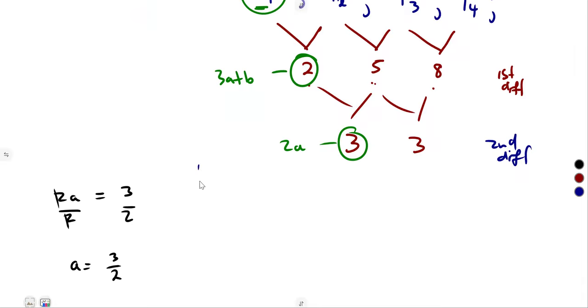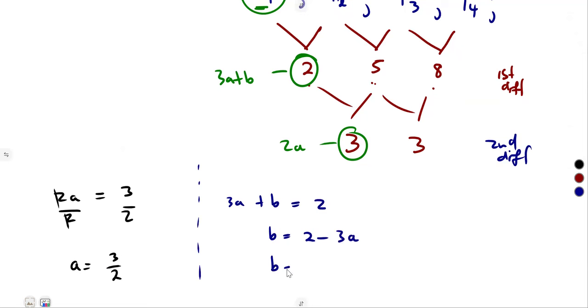Let's move on to 3a plus b. It must be equal to positive 2. With the value of a that we calculated, guys, we can even make b the subject. b is equal to 2 minus what? If we take this one to the other side, 3a.